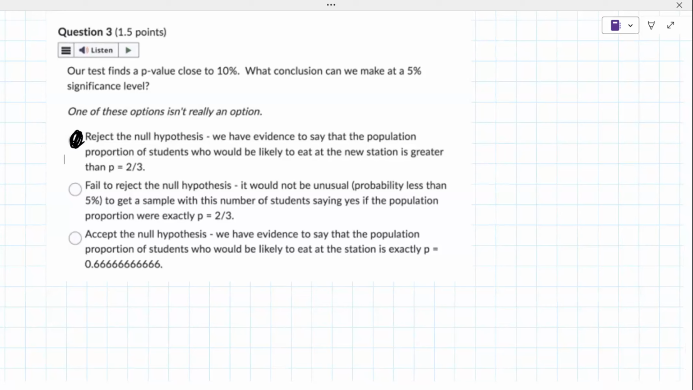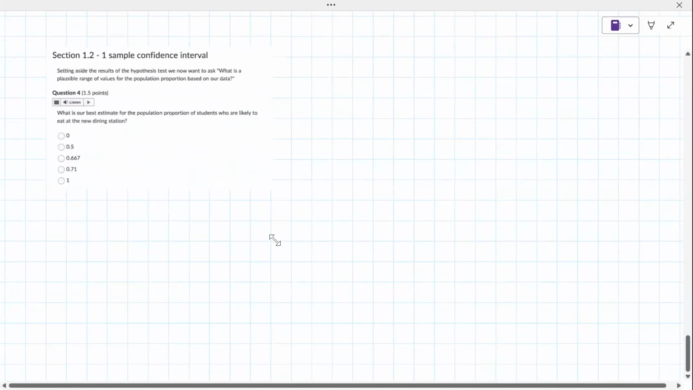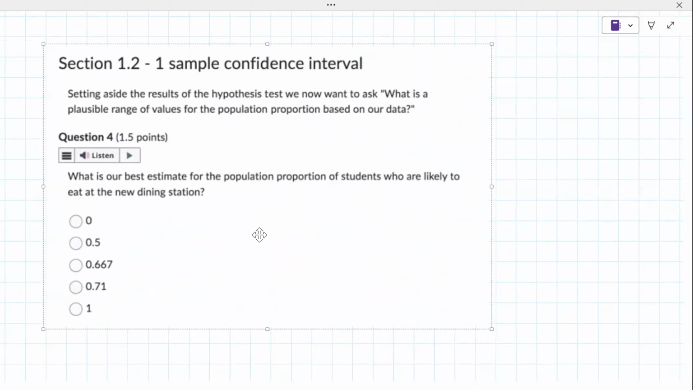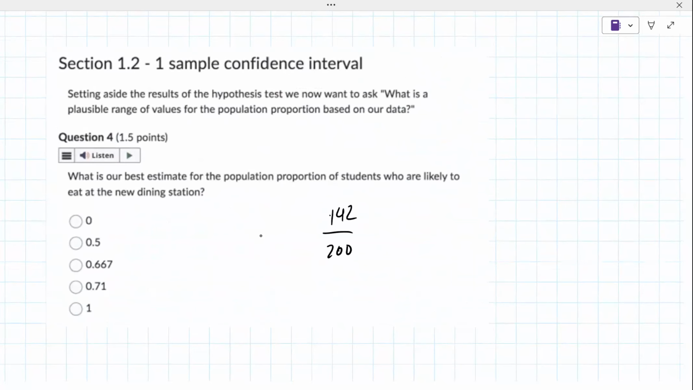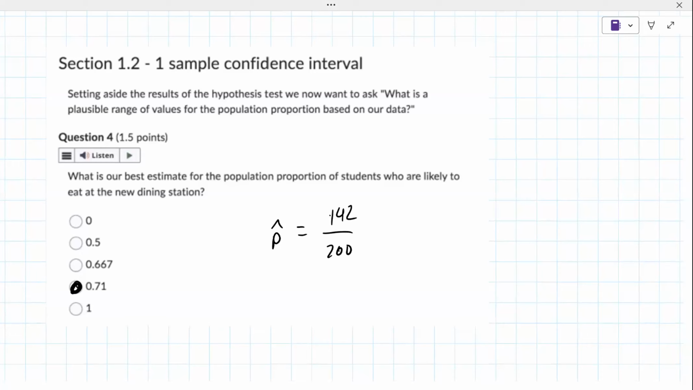Okay. Moving along here. All right. So it says here, what is the best estimate for the population proportion of students likely to eat at the new dining station? It's that 142 over 200, which is the 0.71. It's the p hat. It's this idea of there being an estimator.